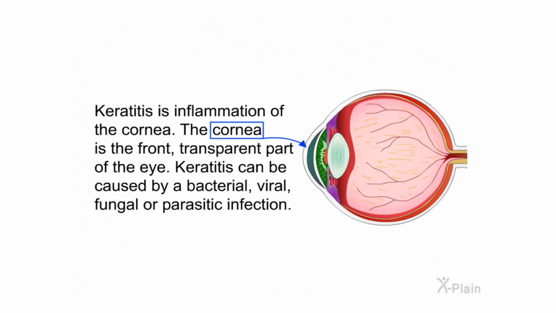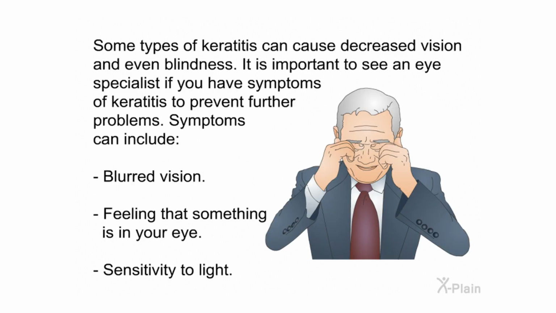Keratitis. Keratitis is inflammation of the cornea. The cornea is the front, transparent part of the eye. Keratitis can be caused by a bacterial, viral, fungal, or parasitic infection. Some types of keratitis can cause decreased vision and even blindness.